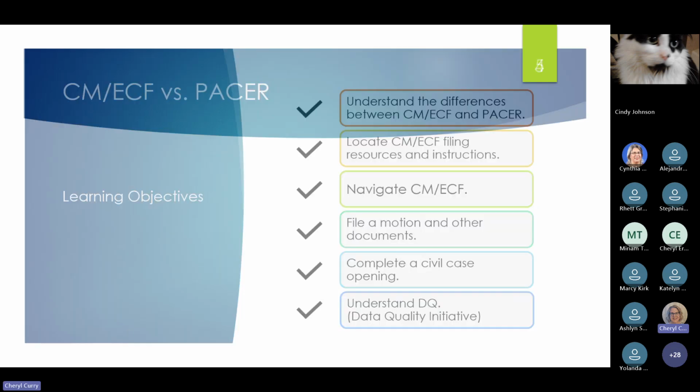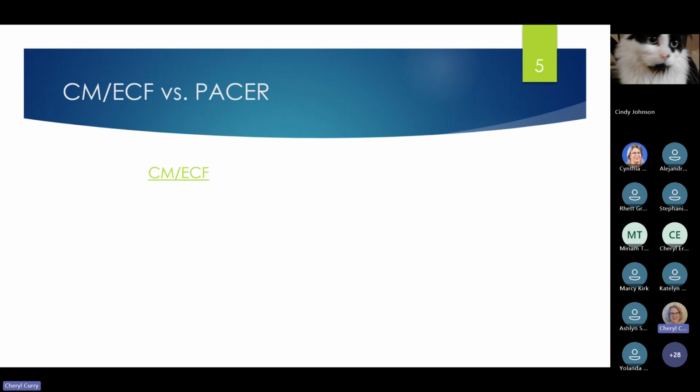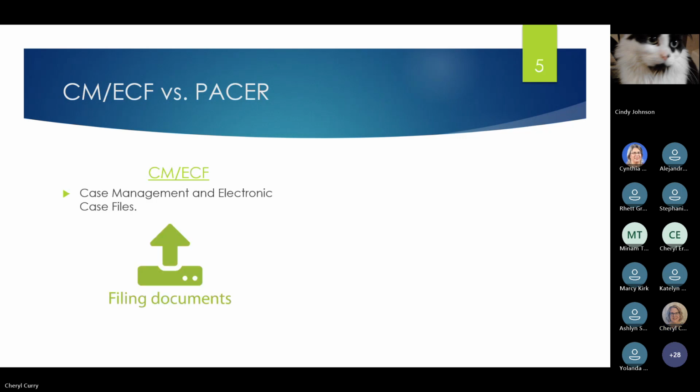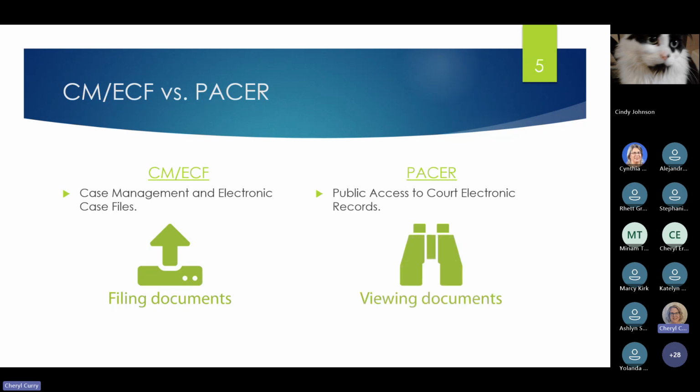So to start out with, CM/ECF stands for Case Management and Electronic Case Files. So this is anything that you are filing into the system and adding to your docket. The PACER system is Public Access to Court Electronic Records. This is basically the functionality anytime you're getting something out of the system, viewing something, pulling a report, anything like that. That is PACER functionality.